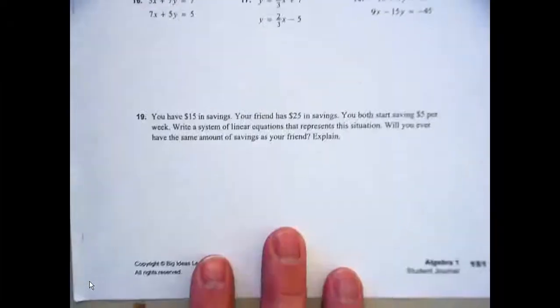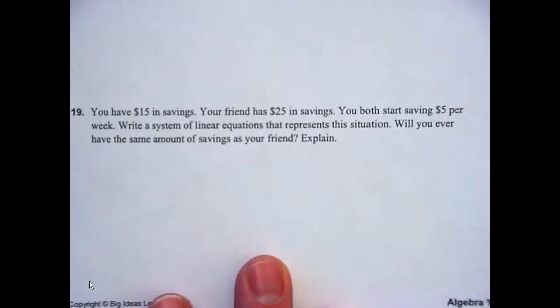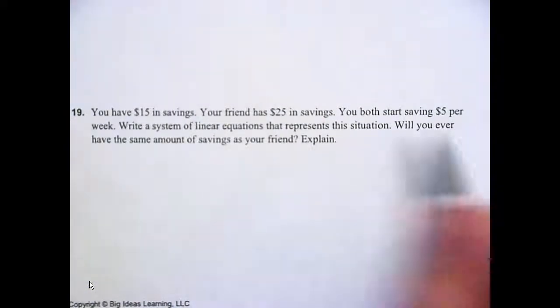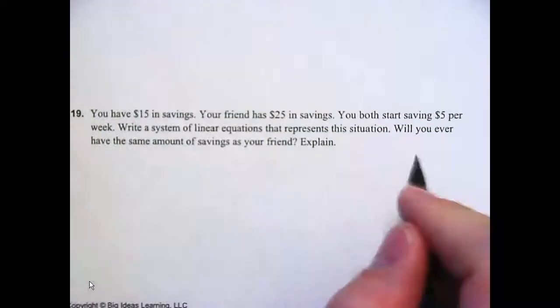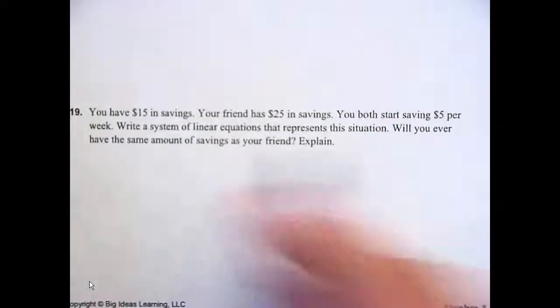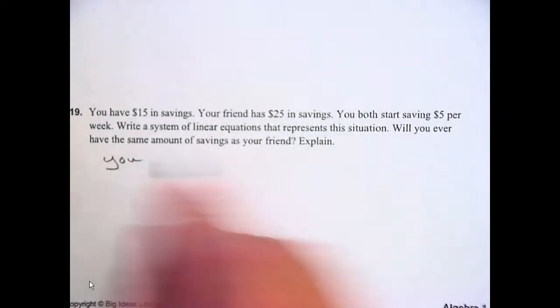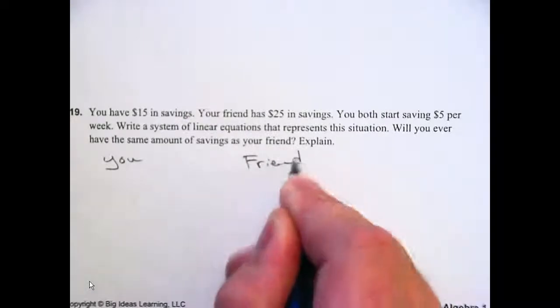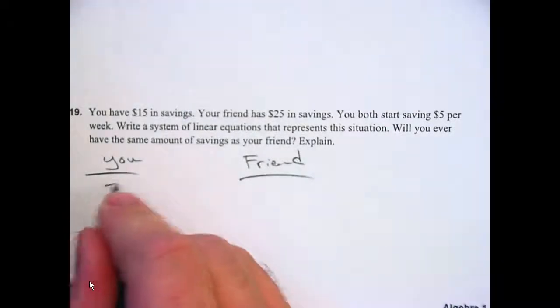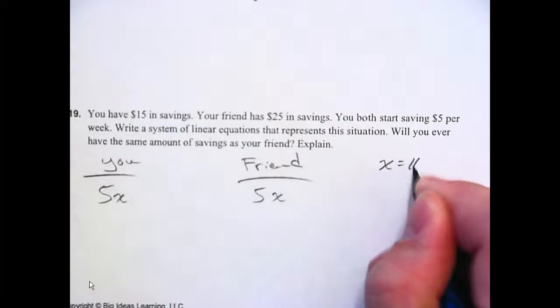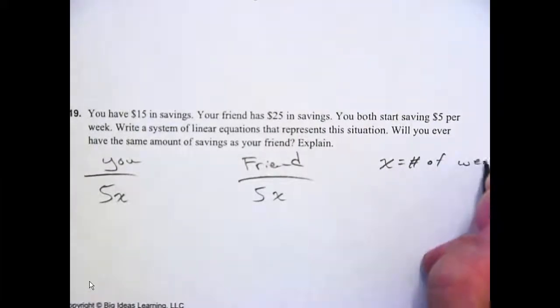Okay, one more problem here and then we'll be off on today's stuff. Number 19. Give it a go. Okay, you have 15 in savings. Your friend has 25. You both start saving 5 per week. Write a system of linear equations that represents the situation. Will you ever have the same amount? So if you save 5 per week, both of you, what's your rate? 5. Okay? 5x. 5 per week. If x equals number of weeks, what's y going to be? Total. Yeah, total saved.